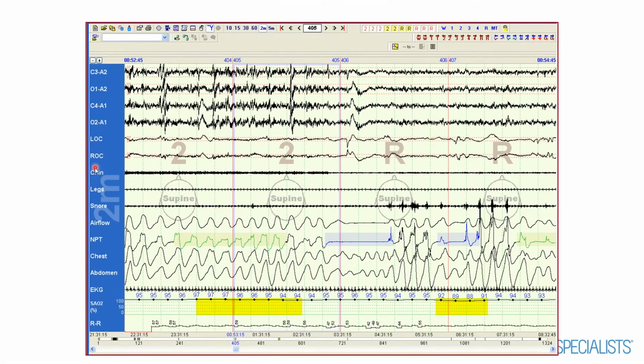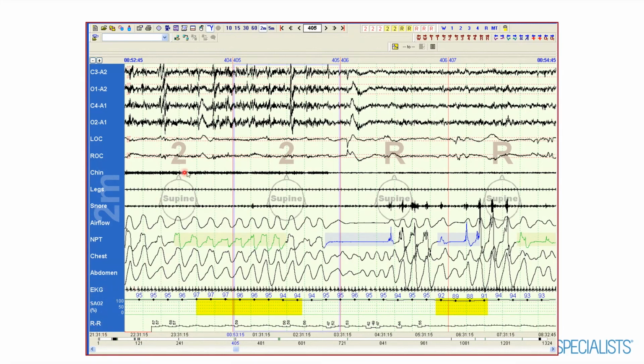There's the chin EMG lead, also to look for muscle tone for REM sleep. There are leg EMG leads to look for restless leg movements or abnormal leg movements. There's a snore channel, which is a microphone. There's the airflow channel that we just looked at. There's the nasal pressure transducer, that's the nasal airflow. There's the chest belt and abdomen belt that go on the patient that measure the movements. This is the EKG. This is the oxygen saturation. This is the heart rate.